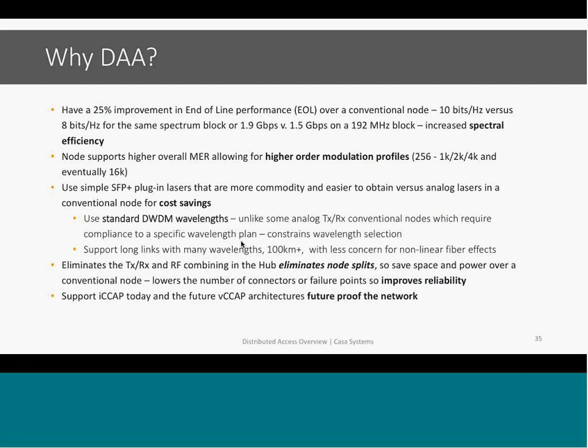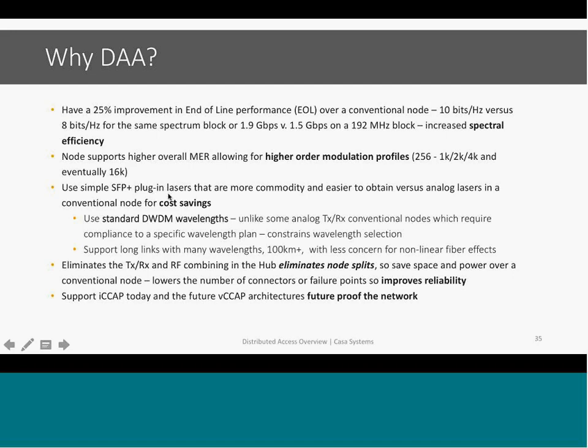So why DAA, right? Everybody wants to know why. There are four things. What we're seeing, and I talked about it a little bit, we call the spectral efficiency. So a 25% improvement in end-of-line performance. About 192 megahertz of single carrier QAM sees about 1.5 gigabit of throughput. We're taking this to almost 2 gigs of throughput. So you're increasing the bits per hertz you're getting through that existing plant. With the codes and digital connections back to the head end, now we can use these higher order modulation profiles. We can go from 256 QAM to 1K, 2K, or 4K.